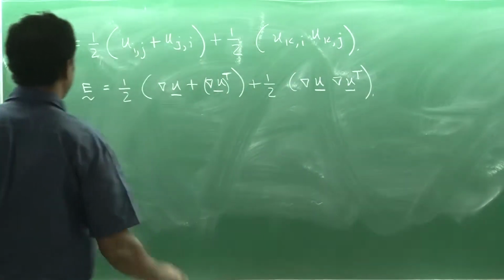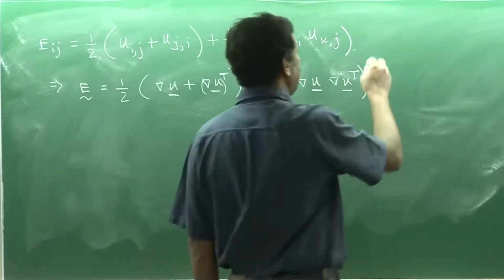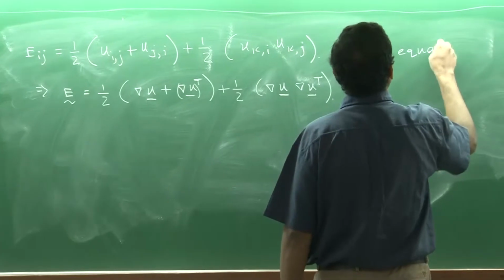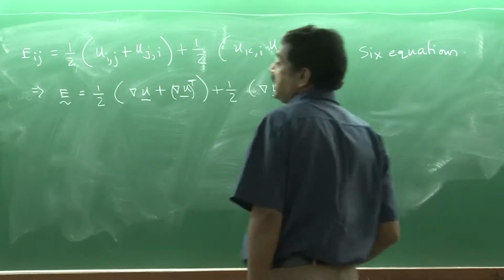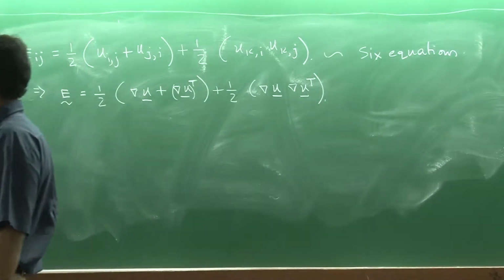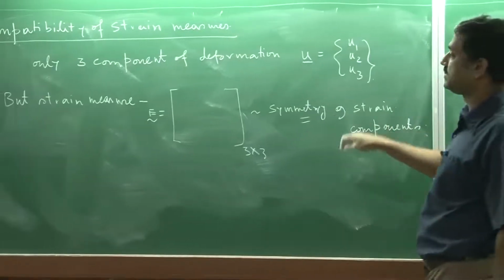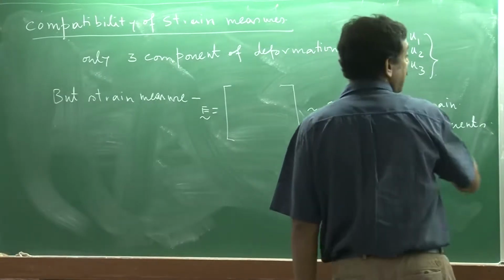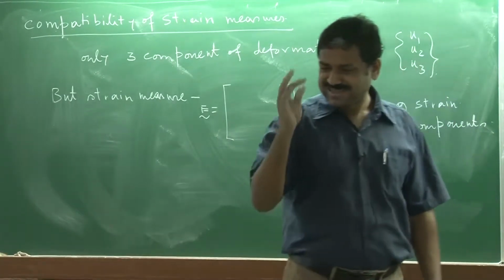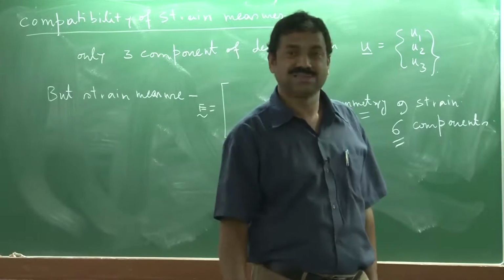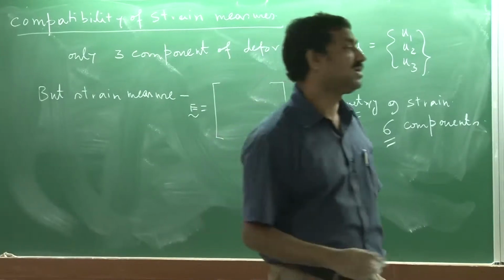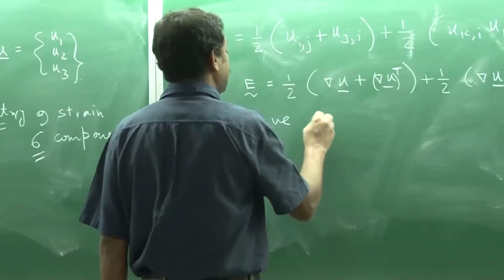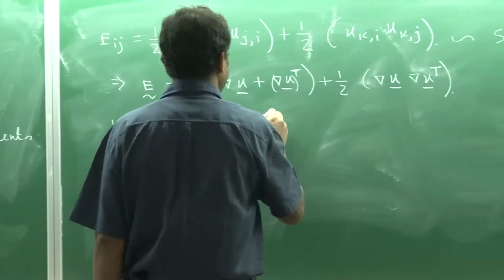The nonlinear one. So how many equations were there? You can recall 6 equations, right? 6 equations were there. How many displacement components? If you consider symmetry, you have 6 strain components, right. So we have 6 strain displacement relationships, whereas we have only 3 independent components.